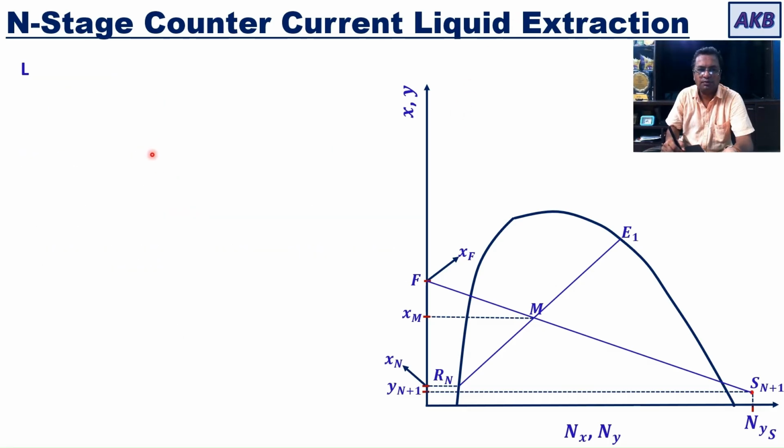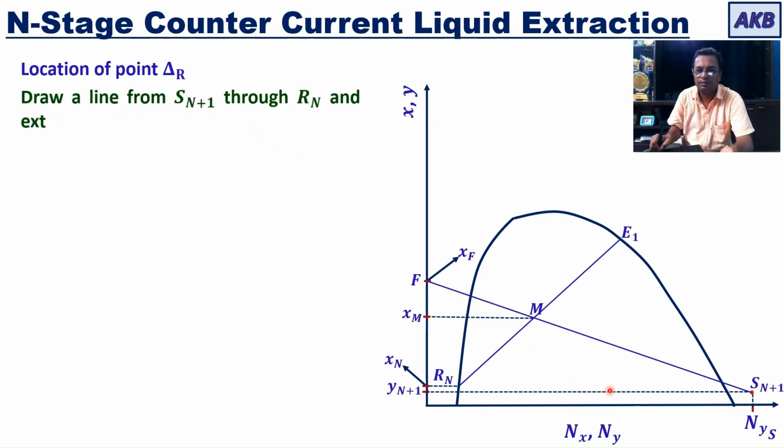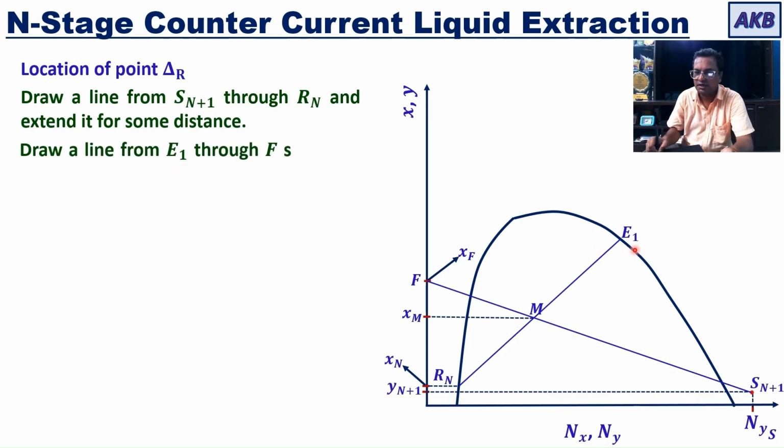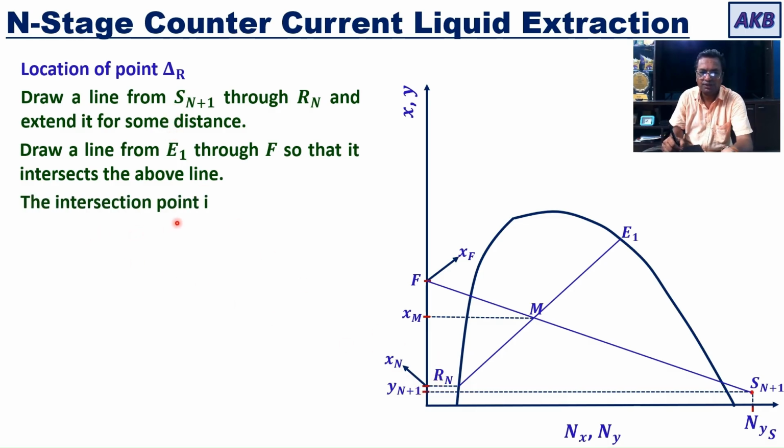Okay, so now we have to locate point delta R. For that, I will draw a line that starts from Sn plus 1, passes through Rn, and then I will extend it for some distance. Then I will draw a line that starts from point E1, passes through F, and allow it to intersect with the line that I have drawn previously. So the intersection point is nothing but the point delta R.